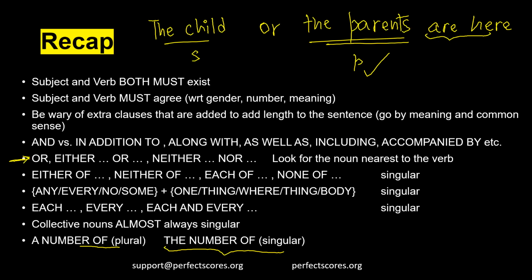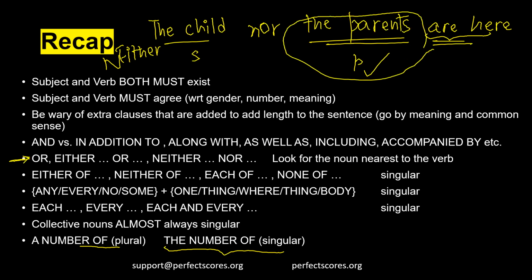Even if I put something like either the child or the parents are here, the same rule applies. And if I convert them to neither the child nor the parents are here, again, the same rule applies. So you basically look at the verb and figure out which of these different subjects is next to the verb, and you make the choice according to that subject. Okay, is it clear? Yeah, it's clear. Thank you.